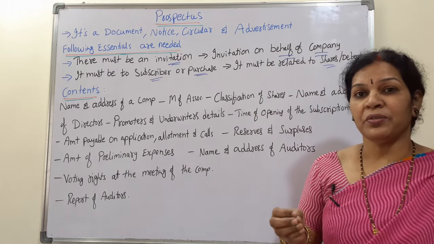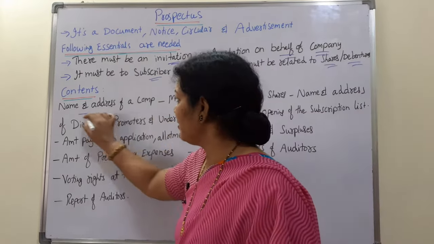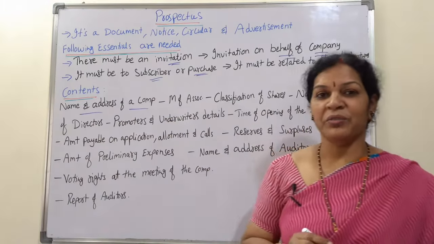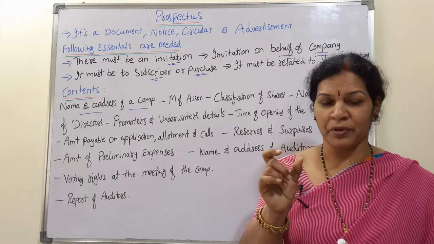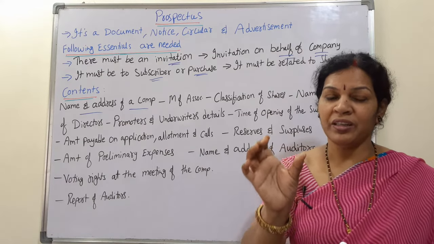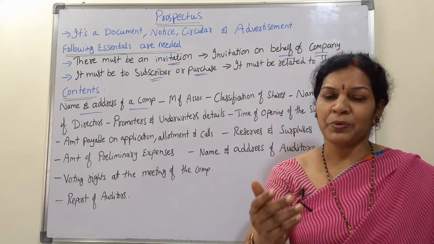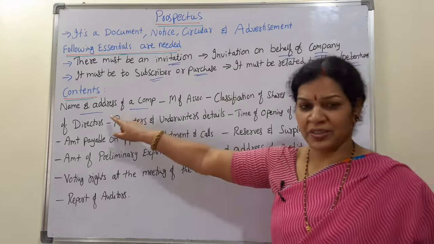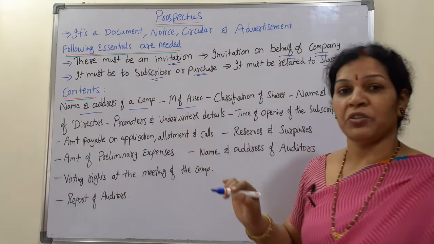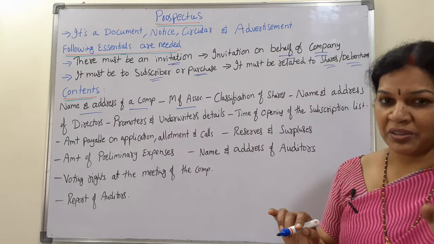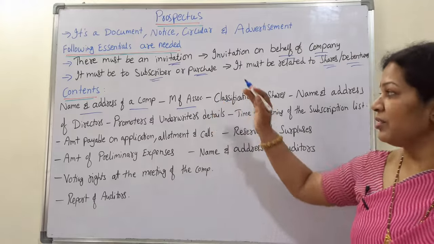If you see the contents of a prospectus, the main contents are the name and address of the company. You know that whenever you want to buy shares, you get an allotment booklet. In the booklet itself, the application with prospectus will be given. In the prospectus you will find all these things. First is the name and address of the company, where it is located, and the Memorandum of Association is also there.